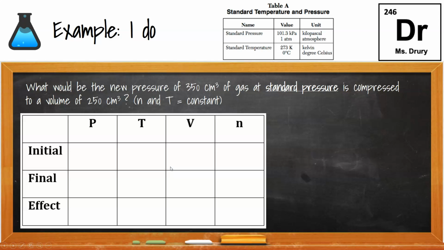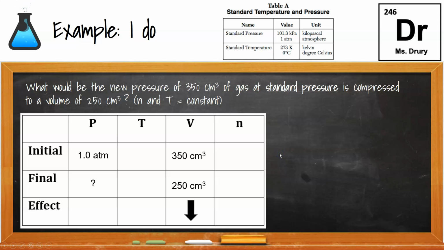The questions you'll see in class are things like this. What would be the new pressure of 350 centimeters cubed of gas at standard pressure? Remember, you have a table that tells you about that. Compressed to a volume of 250 centimeters cubed. In this case, the number of particles and the temperature are constant. So the pressure was 1 from the reference table, and the volume initially was 350. And now we're going to a volume of 250 to solve for the pressure.